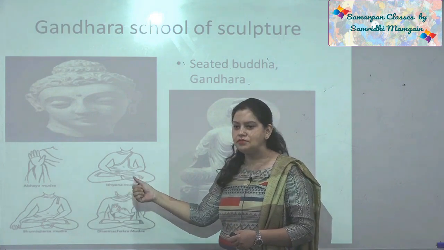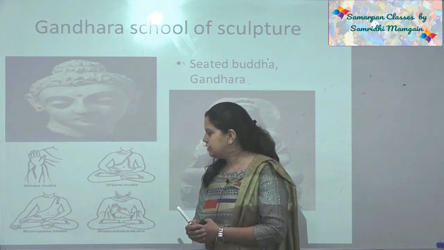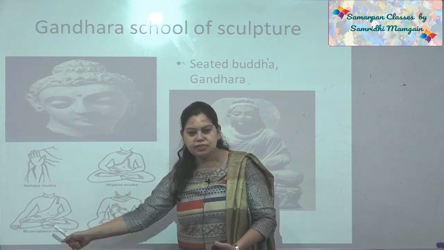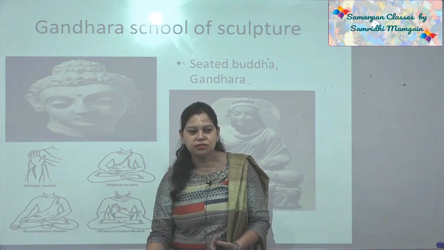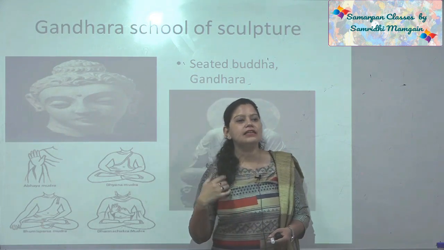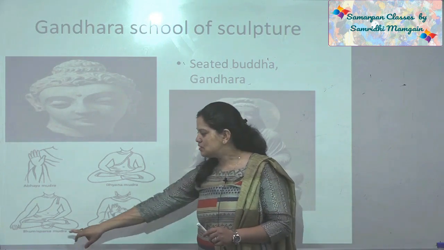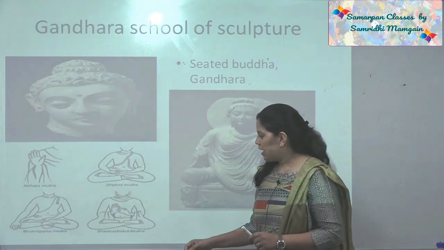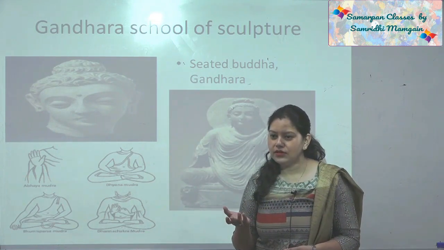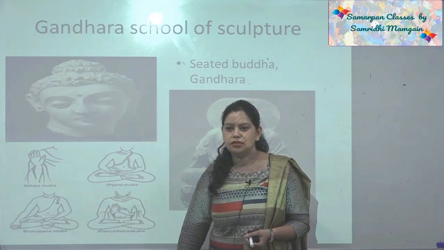Then Dhyan mudra, whenever he is sitting like this, that means he is in the meditation state. Then Bhumi Sparsh mudra, that means one hand is like this and the other is pointing towards the earth, that means he is asking earth to be witness that he has achieved enlightenment. So who will be the witness? Earth. So this is Bhumi Sparsh mudra. And this last one is the Dharma Chakra mudra. The first sermon he gave at Sarnath, so this mudra denotes that.